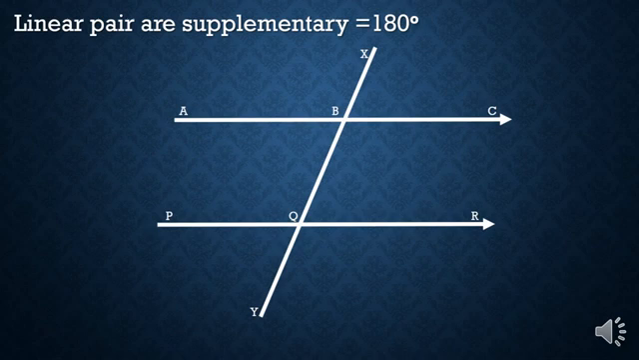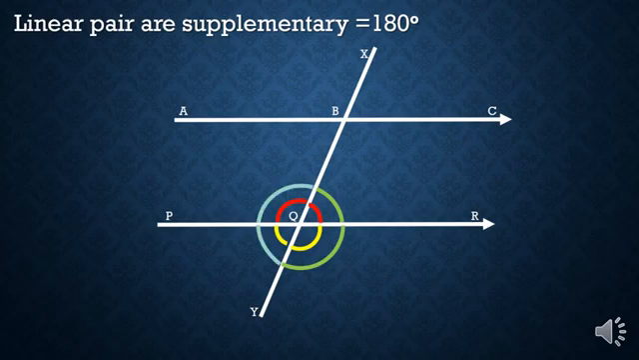These linear pairs, the two red ones, when we add them up, it's 180 degrees. The same with the yellow ones. In this case, the line is PQR. We can also say that they are supplementary angles. The green ones are also linear pairs, so is the blue one.